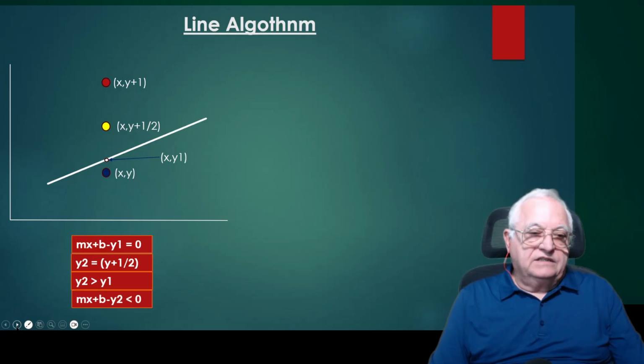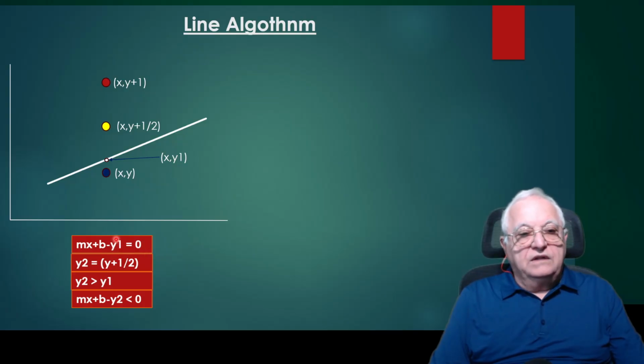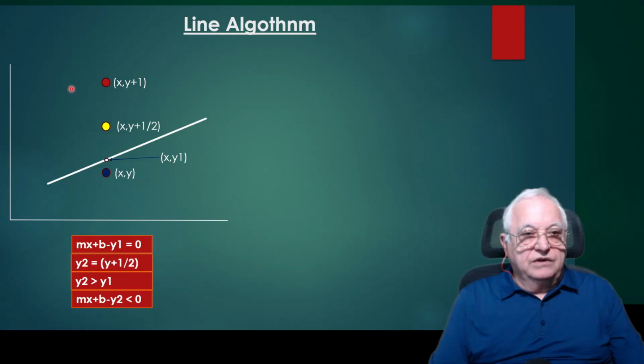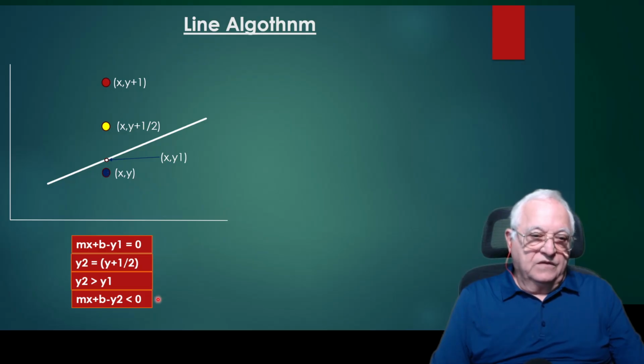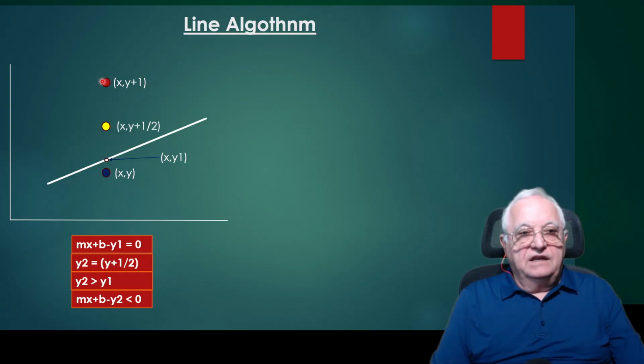Now, if I plug y2 into this equation, then the equation is going to be less than 0. Basically, what we had here is mx plus b minus y1 is equal to 0. So if we increment y1, then the equation turns out to be less than 0. The interesting thing to see here is that the line is going to be closer to the blue dot. So if this equation is less than 0, then the line is closer to the blue dot than the red dot.